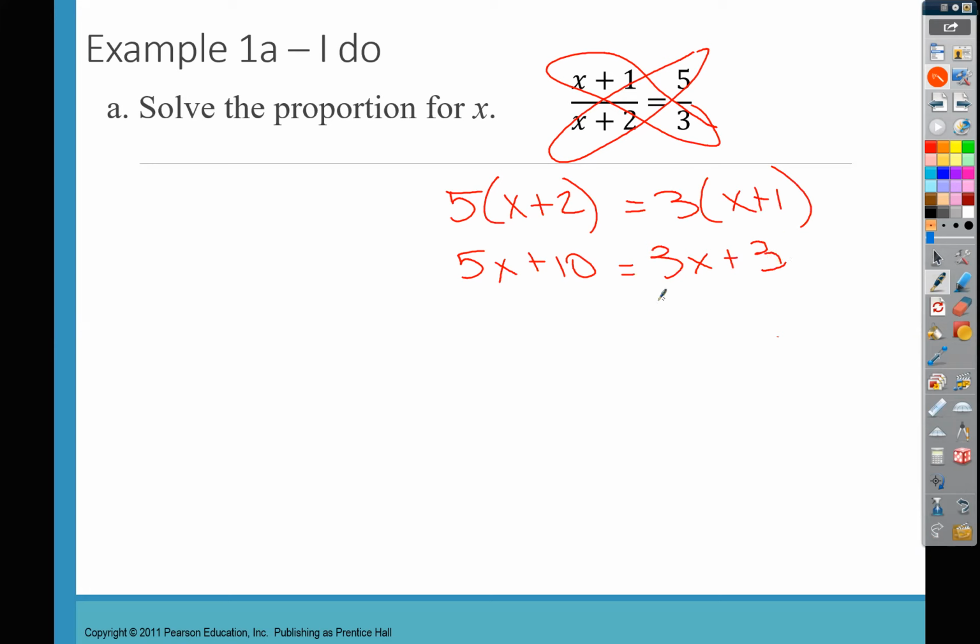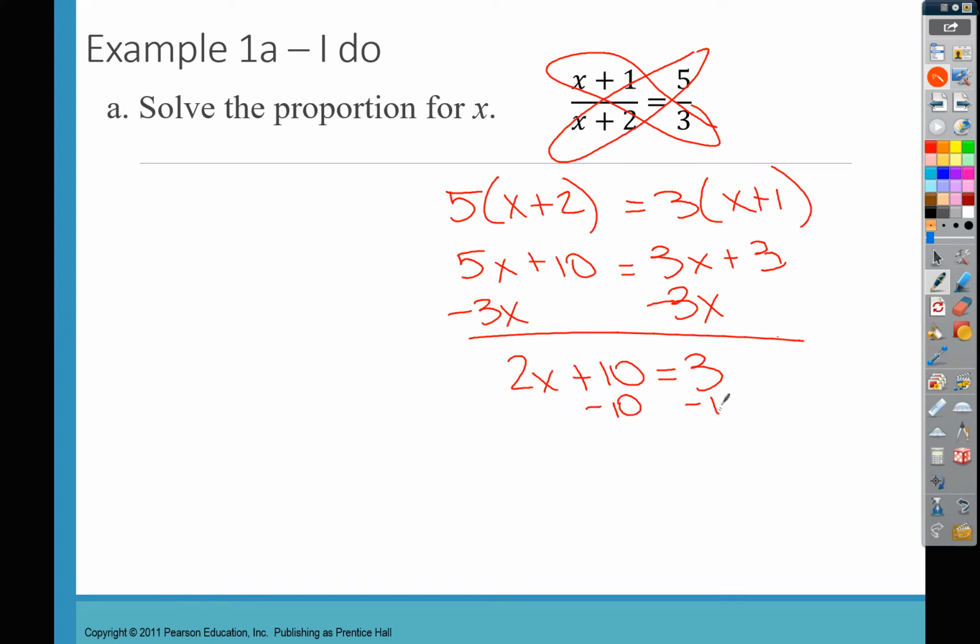and then combine like terms. So I'm going to subtract the 3x from both sides. 2x plus 10 equals 3. Subtract the 10. Now we get 2x equals negative 7. Divide by 2, and I would get x equals negative 7 over 2.